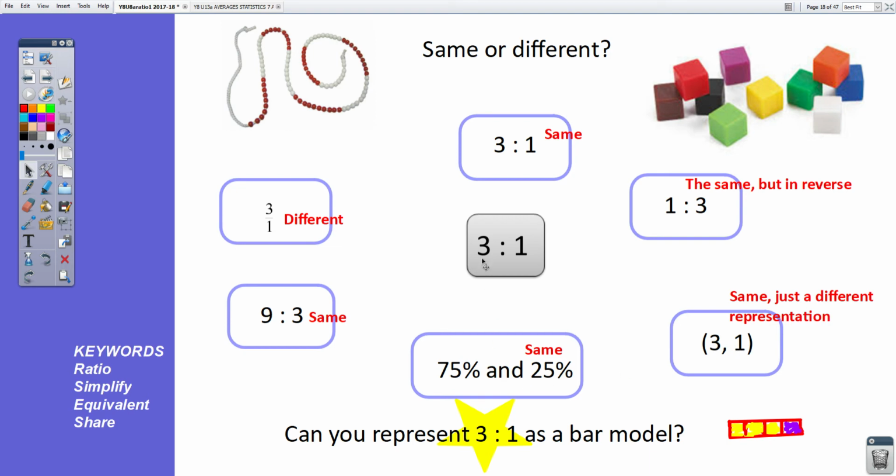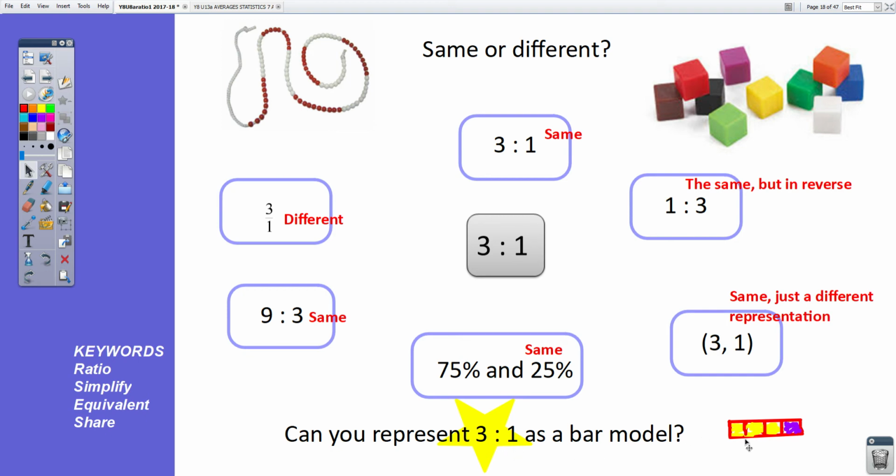Now, if you remember, we looked at this as a fraction, 3/4 and 1/4. Well, 3/4 is also 75% and 1/4 is 25%. So this is just a different representation of 3 to 1. Here, if we multiply this by 3, we get 9, and this by 3, we get 3. So this is the same, that's just a simplified version. And 3/1 is completely different to 3 to 1. Okay, completely different. Can you represent 3 to 1 as a bar model?